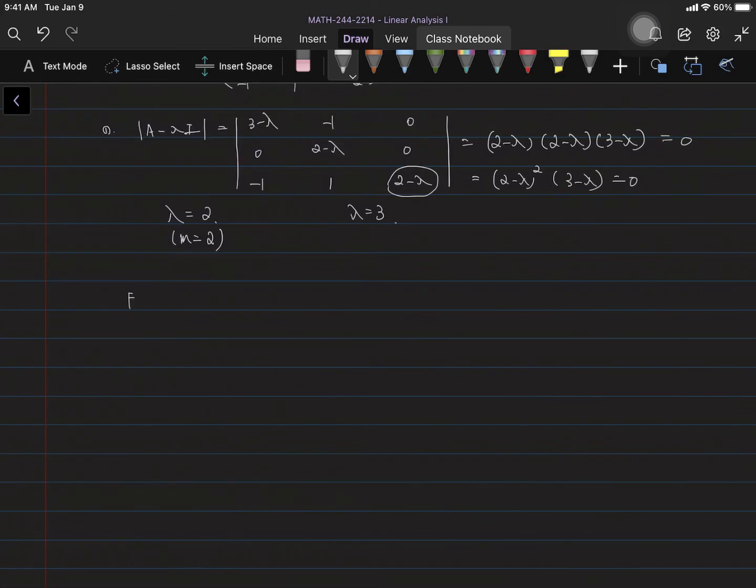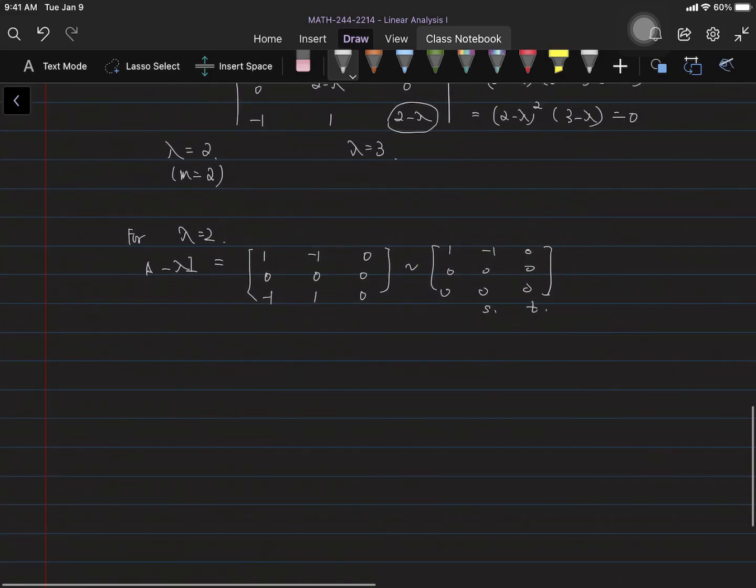Let's see, for lambda equals 2, A minus lambda I is this one: 1, negative 1, 0, 0, 0, 0, negative 1, 1, 0. After we reduce into row echelon, the third row should be all zeros, so we have two free variables, the second component and the third component. So our vector equals S and T for the 2nd and 3rd components, and V1 equals S. If you look at the first row, when we move to the right side, positive S. Okay, positive S.